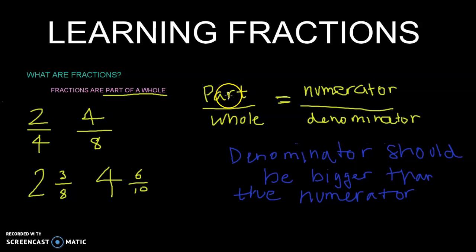So today we're learning about fractions and what they are. Fractions are part of a whole, and they're written as part over whole, which is also sometimes referred to as numerator over denominator. Keep in mind that the denominator should be bigger than the numerator at all times. If it isn't, then there's something called an improper fraction. And 2 4s, 4 8s, 2 3 8s, 4 6 10s are all examples of mixed numbers.